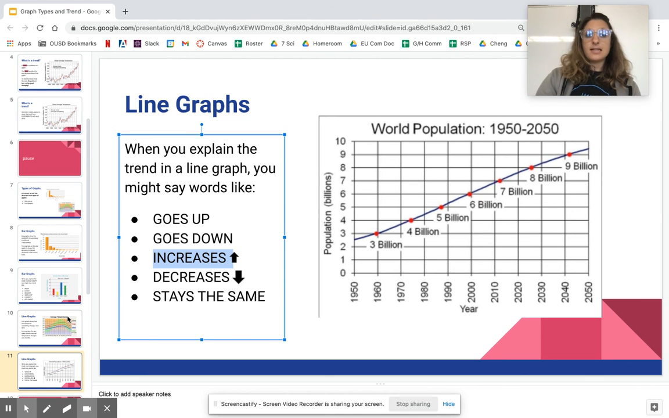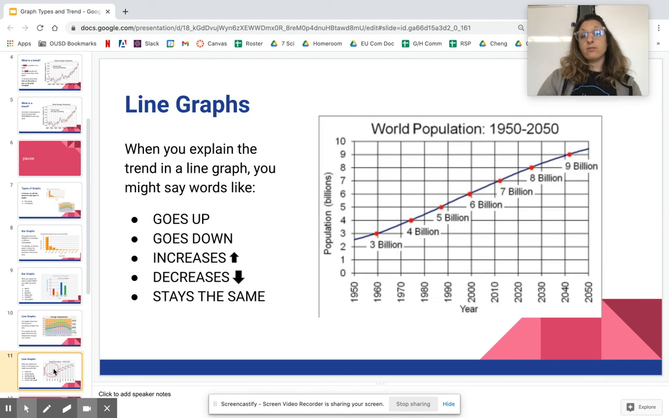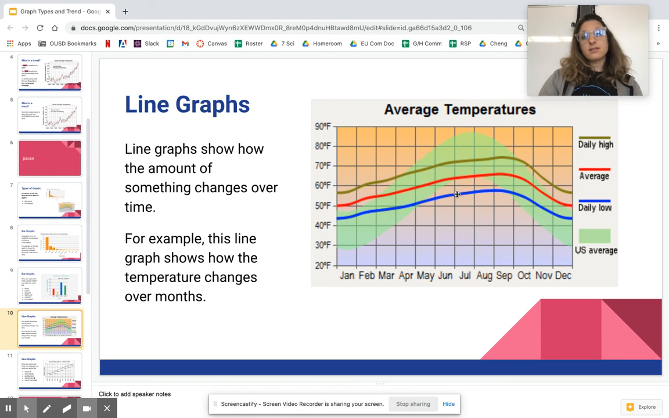If I wanted to say decreases, I don't see anything decreasing or going down here. I could go back to this graph and say, oh, a trend is that the average temperature decreases from September to December. That would be going down or decreasing.